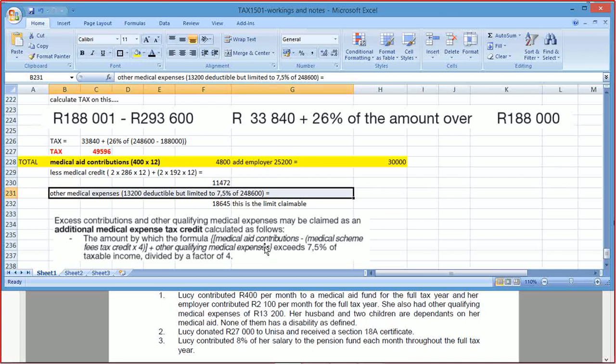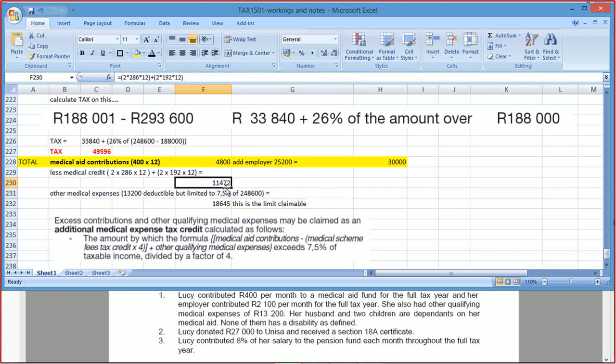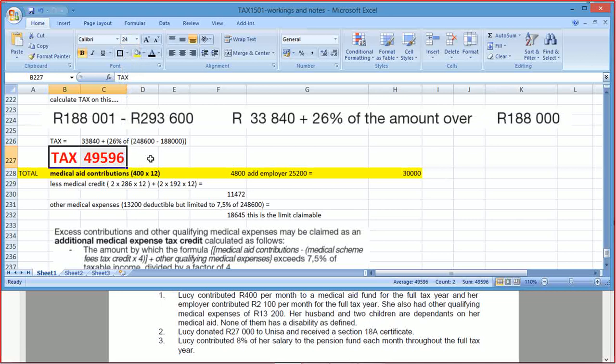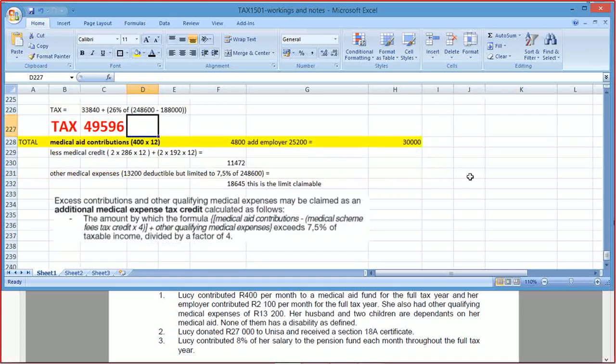But that was limited to 7.5% of the total taxable income, divided by a factor of 4, though. Okay, so if I'm looking at the medical contributions, which was 30,000, we worked out the medical credit, which was 11,000. Yeah, here, 11,472. That was the medical aid tax credit. So that's the tax that she's going to have to pay.